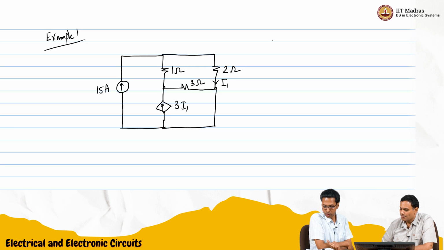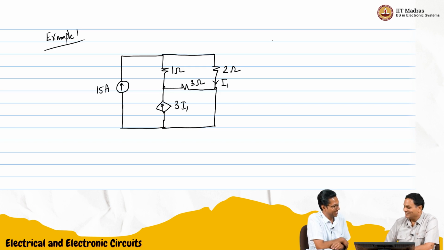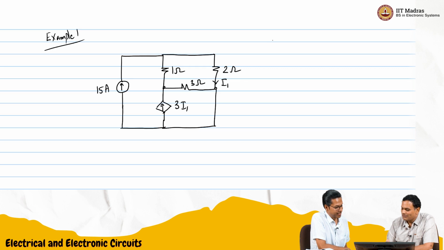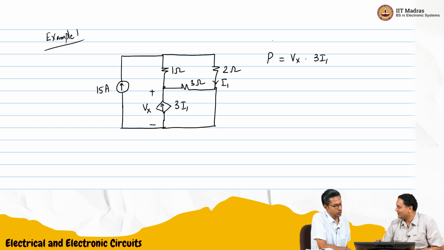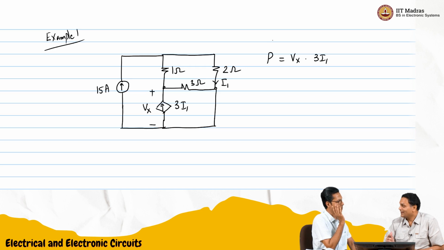So the question is the power supplied by the dependent source. The power supplied by the dependent source will be its current times voltage. So maybe we should just start there. What they are saying is find out this Vx, let us say. So Vx times 3I1 is the power supplied, right? P is Vx times 3I1. We need to find out both I1 and Vx.